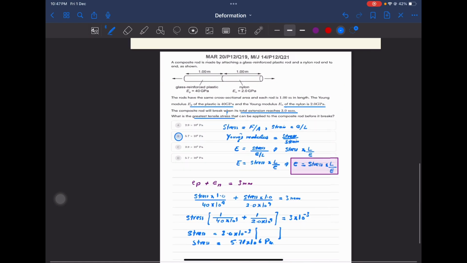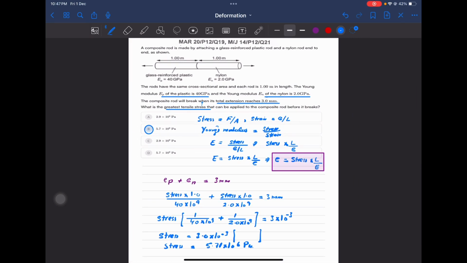So what we did in this whole question: first we made the equation for ourselves, starting from stress, strain, and Young's modulus. We made the extension the subject of the formula. Then we focused on the point that the total extension equals 3 millimeters. We put the equation for extension of the plastic rod, then for the nylon rod, and then you just simplify by making stress the subject to get your answer. Hope this is clear, and we will be solving further questions on the same topic also. That's it for now.